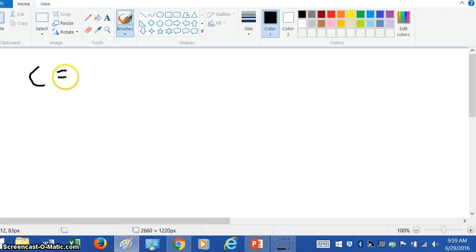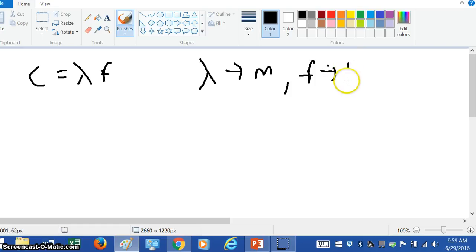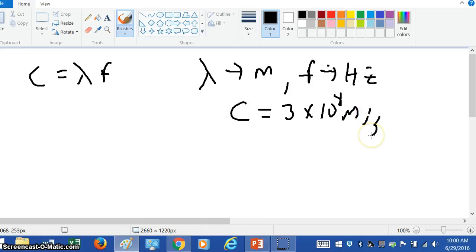So here we go. I'm just going to rewrite this equation. The speed of light is lambda, the wavelength, times the frequency. Lambda is called the wavelength. It's measured in meters, and the frequency is measured in units called hertz, which are just 1/seconds. And of course, the speed of light in a vacuum is 3 times 10 to the 8th meters per second. So if you know the wavelength, you can always figure out the frequency, and conversely, if you know the frequency, you can always figure out the wavelength.